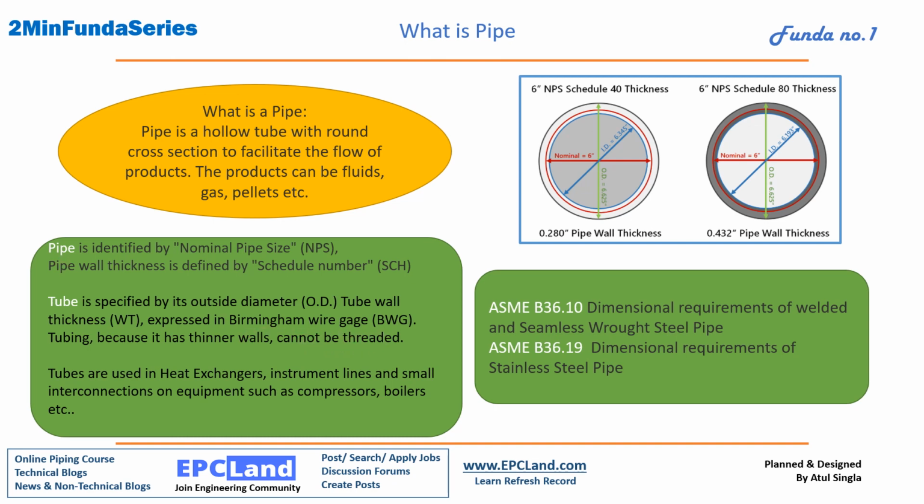This cannot be threaded. Tubes are used in exchanger piping, instrument air, instrument lines, small interconnecting piping on equipment such as compressor or boiler, etc.